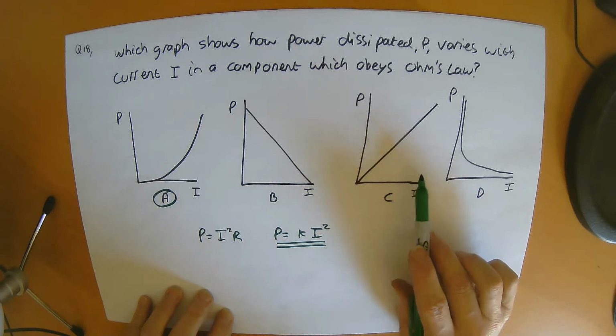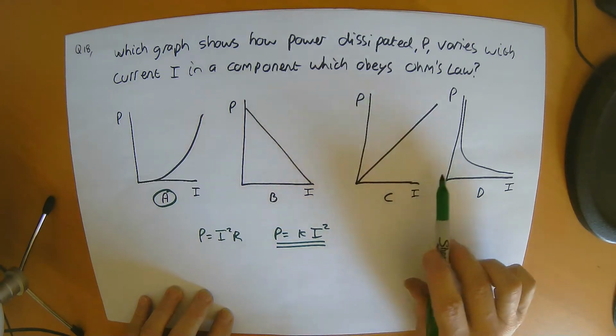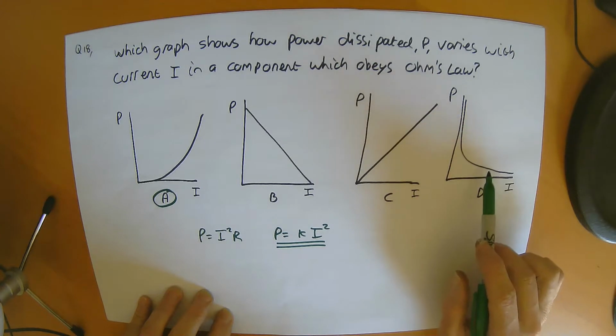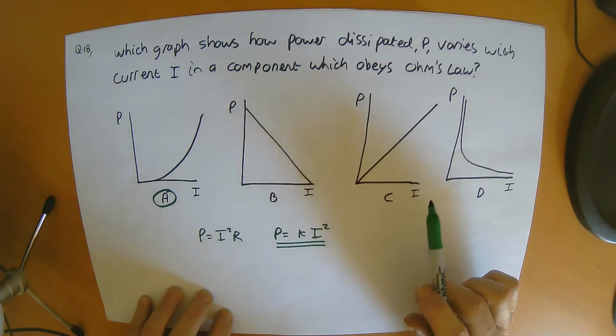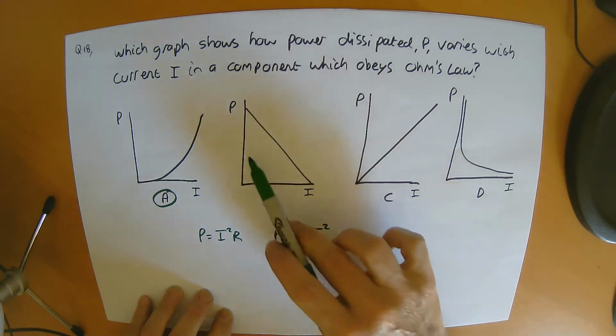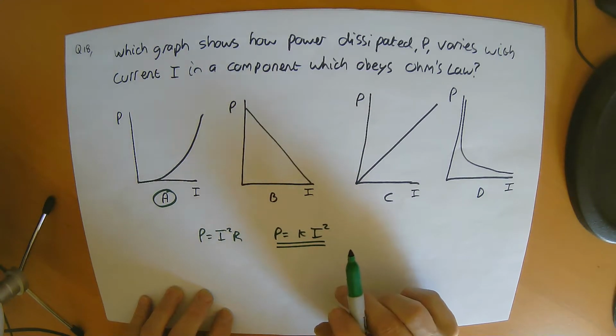C is a proportional relationship, P equals Ki, and D is an inversely proportional, where P is K over I, and this is something like P equals P naught minus IR.